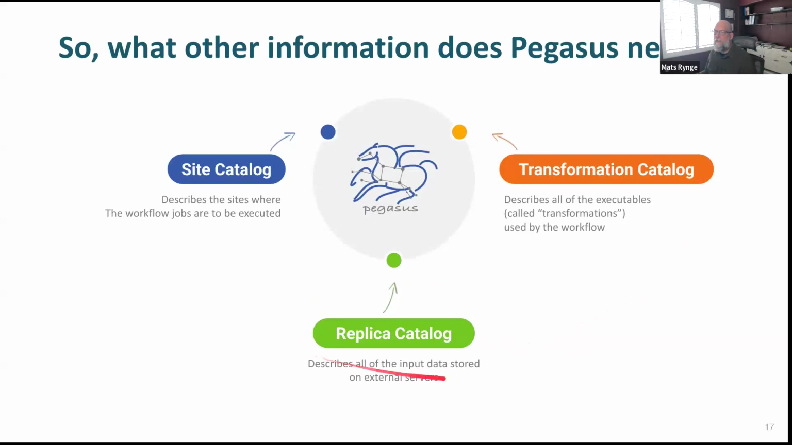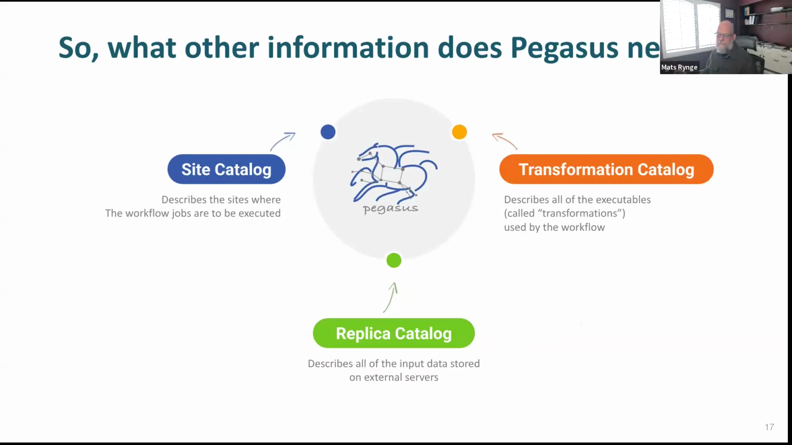And the last one is a replica catalog. This is the input files that the workflow needs to get started. And it's called replica because you could have more than one location for these files. But most of the time it's just, hey, I have this file that the workflow needs, and here's where you can find it.